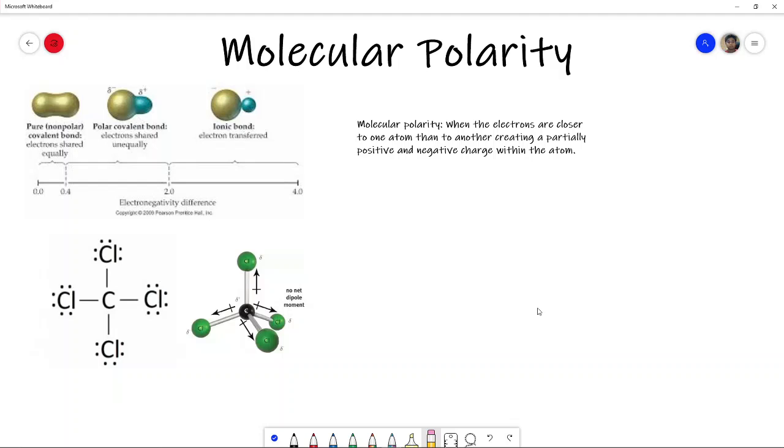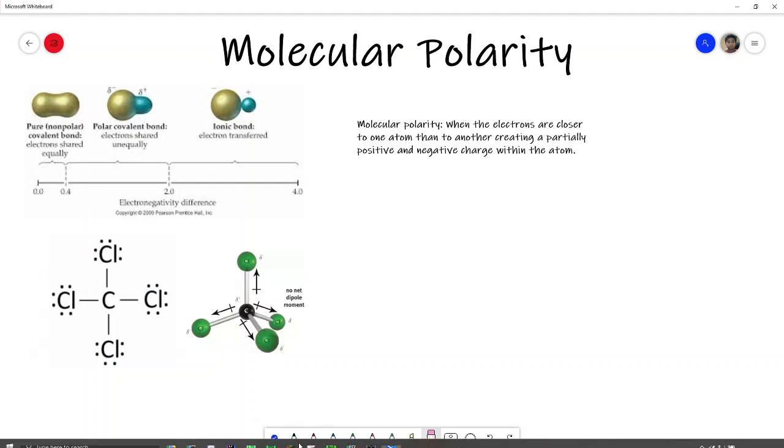So, molecular polarity is when electrons are closer to one atom than they are to another. And because of this, a partially positive or negative charge is created within the atom. So, polarity or molecular polarity occurs via polar bonds.